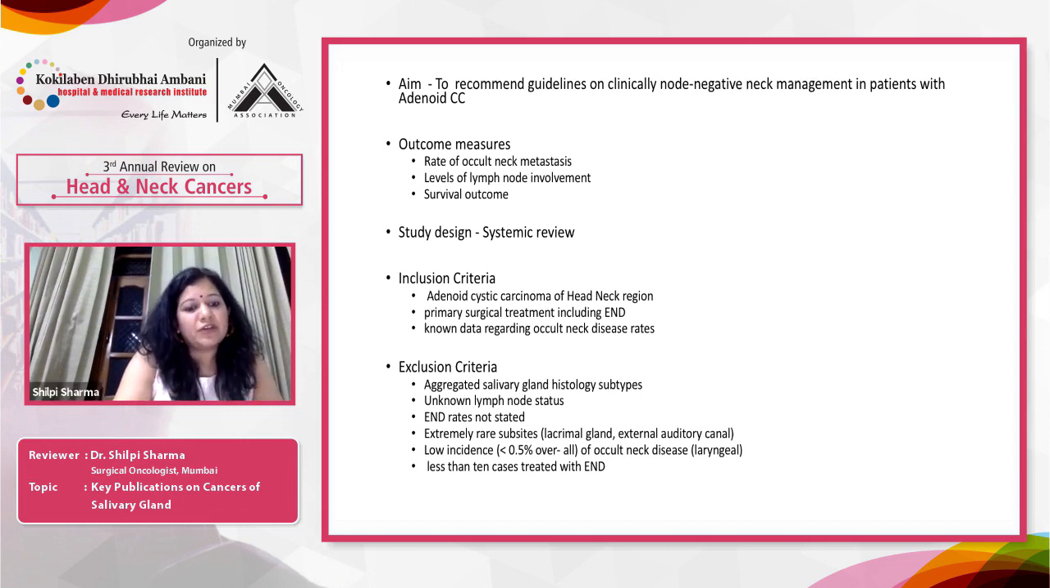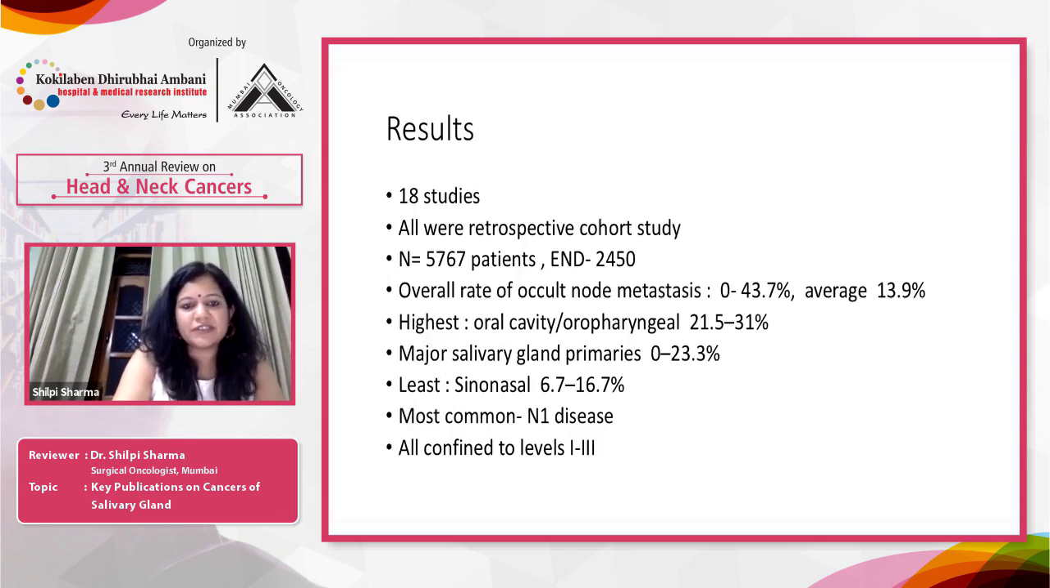Similarly, adenoid cystic carcinoma has a very low incidence of lymph node metastasis at certain sites such as the larynx, or when it is very rare, such as the eccrine gland or external auditory canal, so they excluded all those studies. Apart from that, if elective neck dissection was done in less than 10 patients, those studies were also excluded from the analysis. So finally, they included 18 studies, all were retrospective.